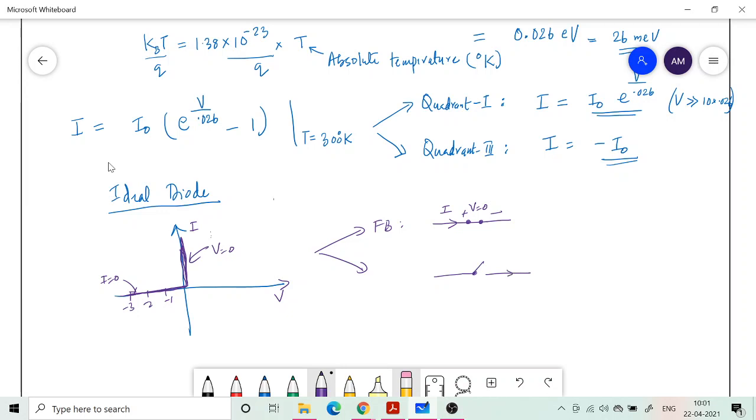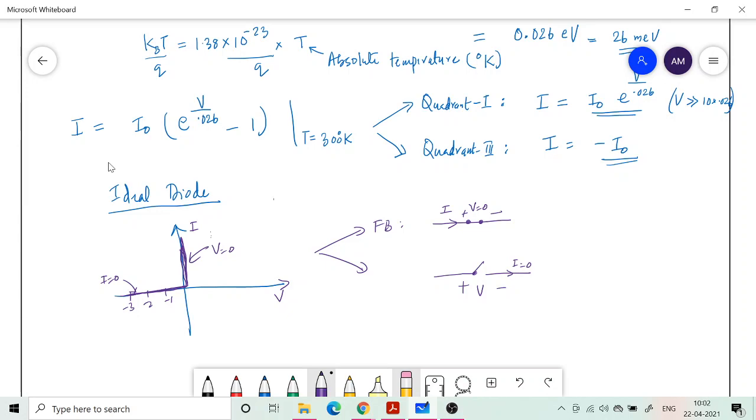Current is going to be 0, I is equal to 0, and you can apply any voltage. It's like an open circuit. So a diode is like a switch. When you apply a forward bias, it closes. The equivalent is that it's like a closed switch, and when you apply a negative voltage, it's like an open switch. So this is a very simple picture, but it helps to quickly find out.